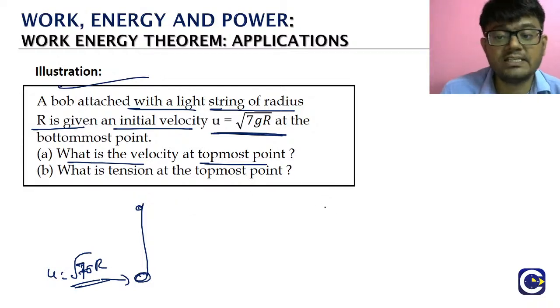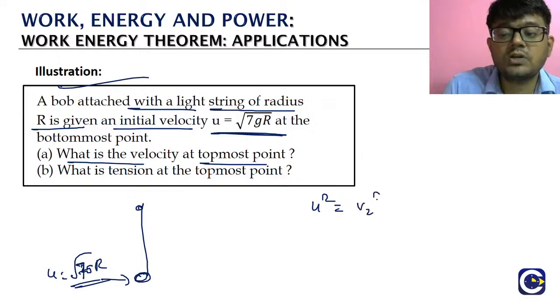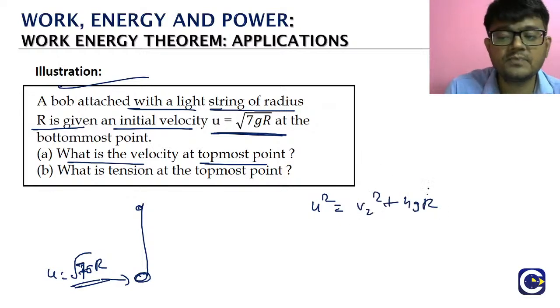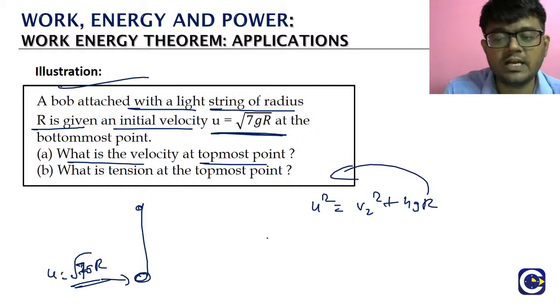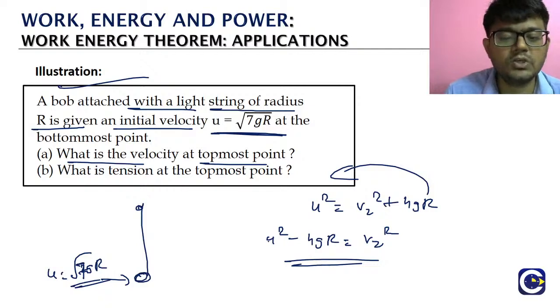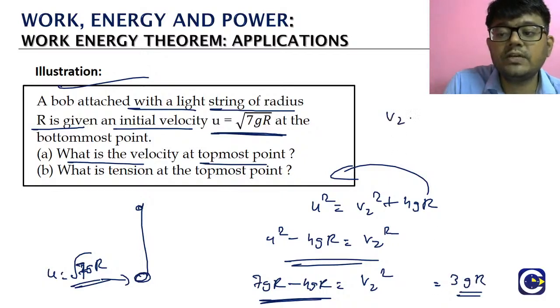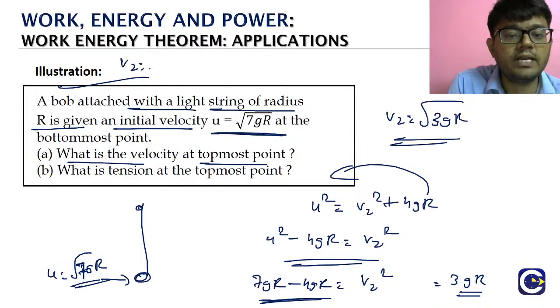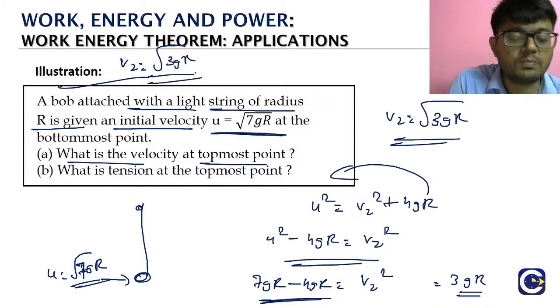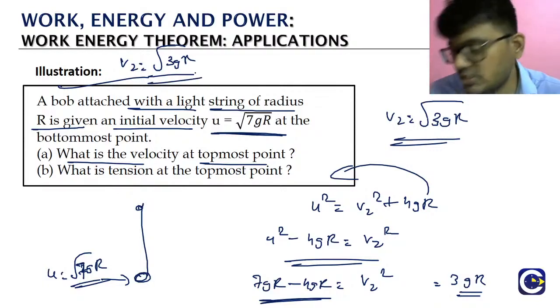Straight நம்ம கிட்ட ஃபார்முலா இருக்கு. What is it? Relation என்ன? u square is equal to v2 square plus 4gr. இந்த 4gr left side எடுத்துட்டு போங்க. u square minus 4gr is equal to v2 square. u என்னது root 7gr, means u square will be 7gr minus 4gr, means 3gr. v2 square எவ்வளவு 3gr. So v2 is equal to root 3gr. அவ்வளவுதான். Topmost point la what will be the velocity? root 3gr.